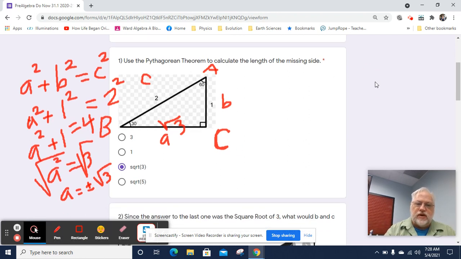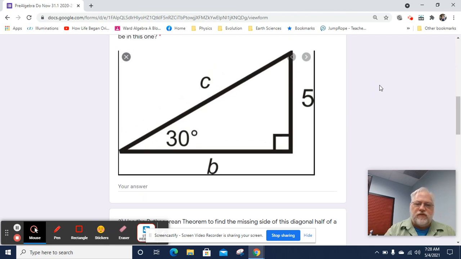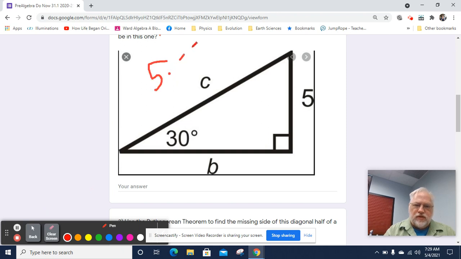So let's consider that in regard to this one. Over here, we're asked to figure out what C and B are. Well, based on the last thing, C should be twice what this leg is. So C should be 5 times 2. This is 5 times 1, and this should be 5 times the square root of 3. And that's what they are.